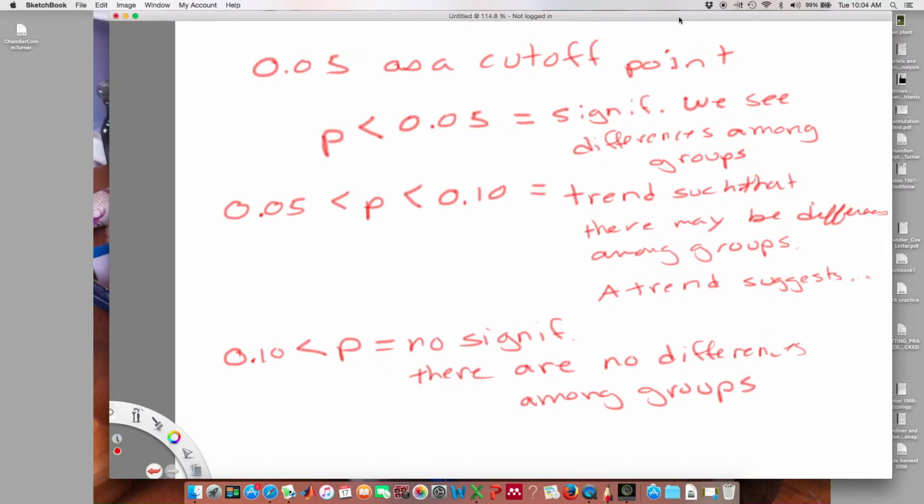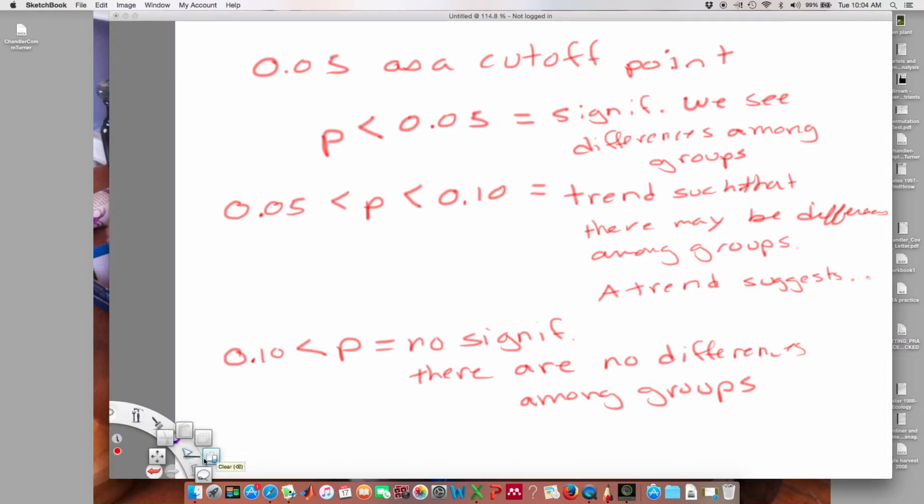So, p-value is the probability of committing a type 1 error. A type 1 error is saying there is a difference among means when in reality there is no difference. So the p-value is a probability of saying there is a difference among means when in reality there is no difference. And we want to keep that probability low, below 5%. And that's when we're comfortable in saying there's a difference among our groups.